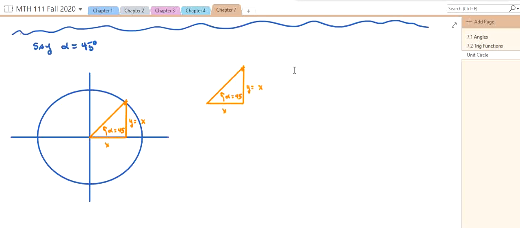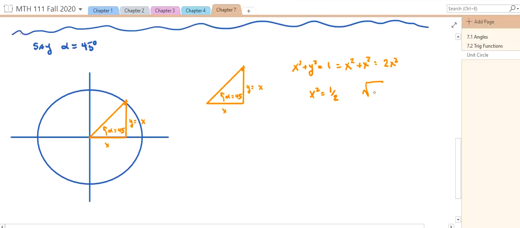Well, I can take this angle and look at this, and we can investigate it. And using Pythagorean's theorem, I see that x squared plus y squared equals 1. But then again, I mentioned that y was the same as x, so x squared plus x squared equals 1 equals 2x squared. So x squared equals 1/2, or x equals the square root of 1 over the square root of 2.